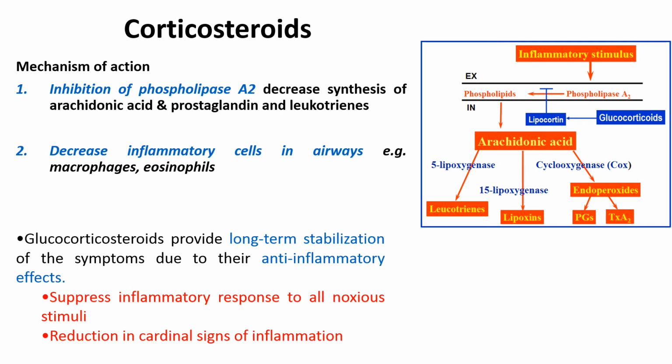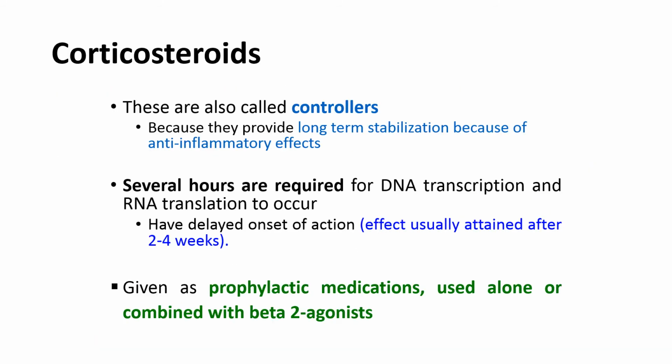So basically glucocorticoids are used for a prophylactic purpose because of their anti-inflammatory effect, and they suppress the inflammatory response to all noxious stimuli, and they reduce the cardinal signs and symptoms of inflammation. Now you cannot use inhaled corticosteroids in the treatment of acute asthma, or for the bronchodilatory purpose. First thing is that they do not have any bronchodilatory action.